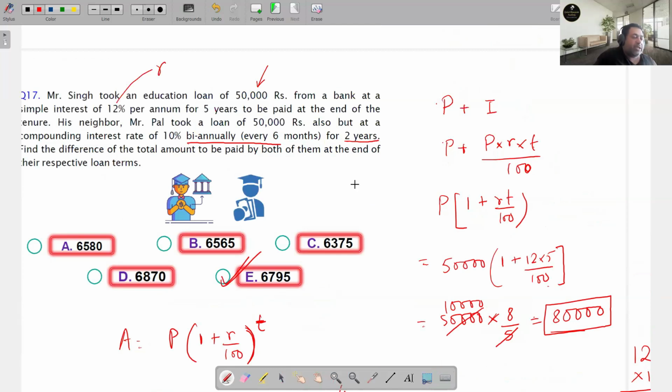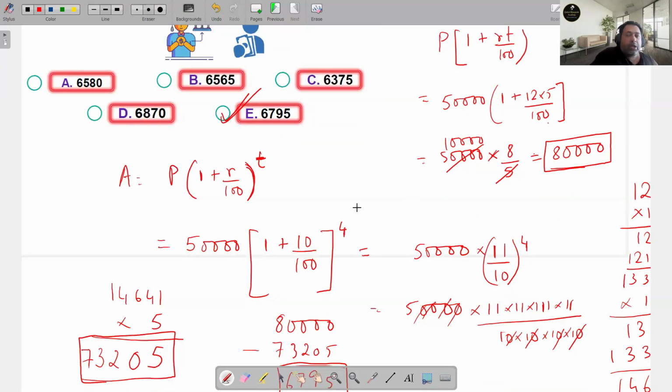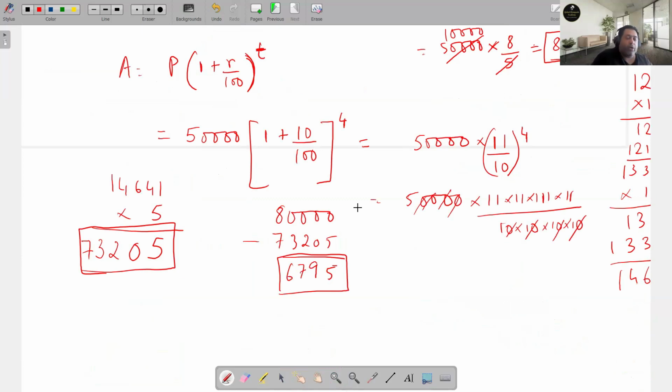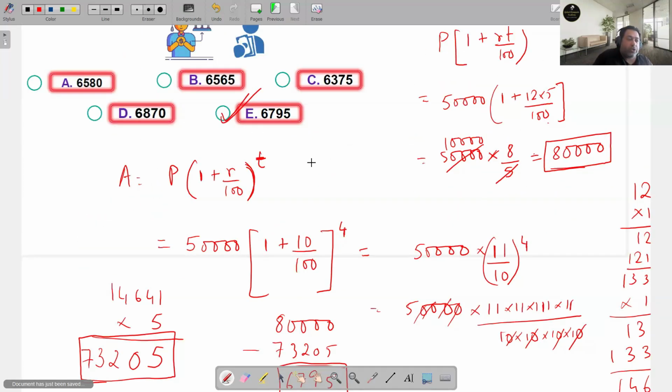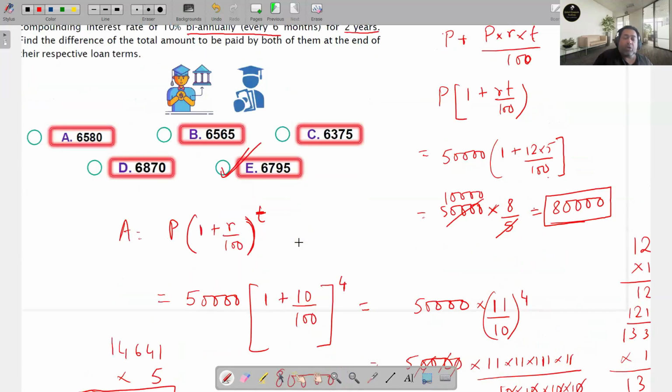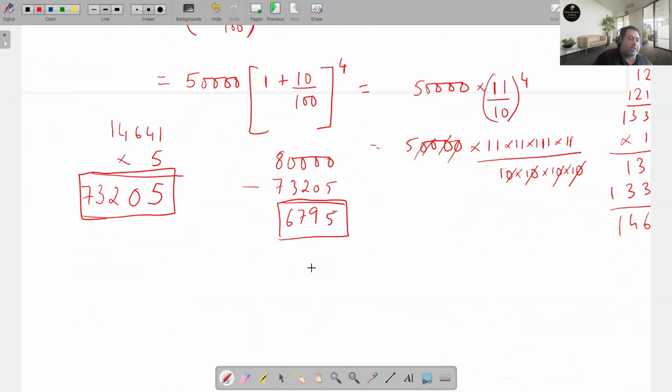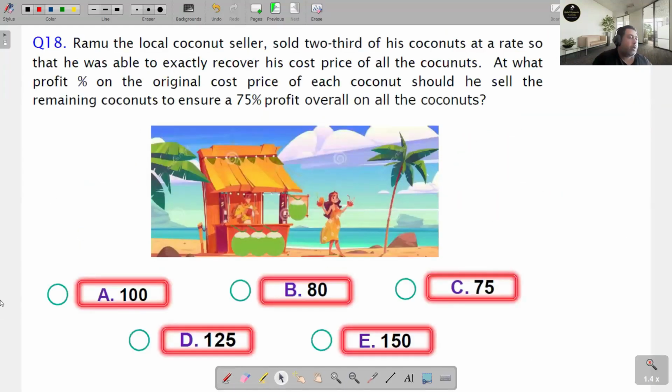So it seems Mr. Singh is still ending up paying much more due to his high tenure period. But if you notice, this guy is paying the loans in just 2 years as compared to 5 years, but he's paying almost the same amount. It's just a little wee bit lesser. All right. So we'll move on to the next question.